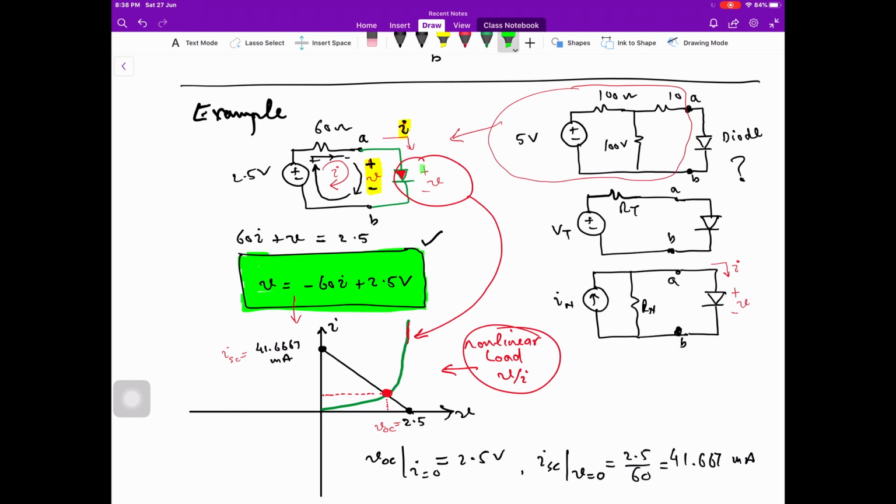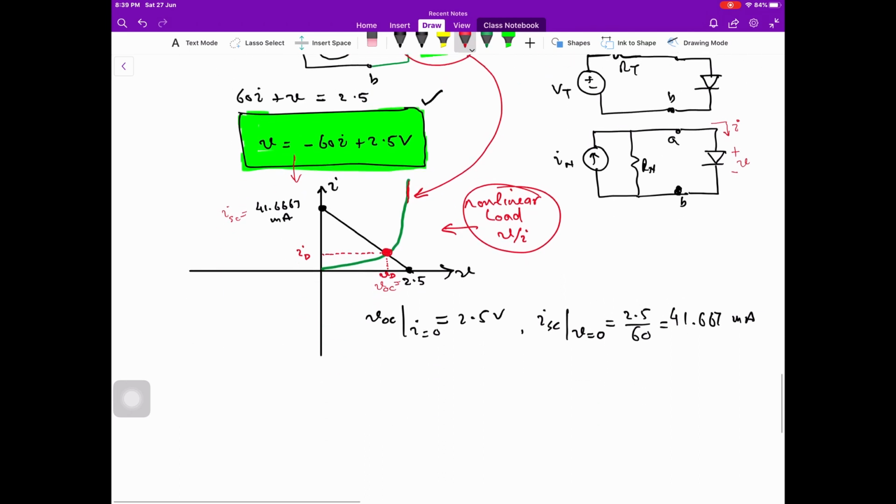Look at the circuit diagram. This will determine the actual voltage across the diode, and this will determine the actual current through the diode. So I will say this is VD, and this is ID, the current flowing through the diode, and the voltage appearing across the diode.